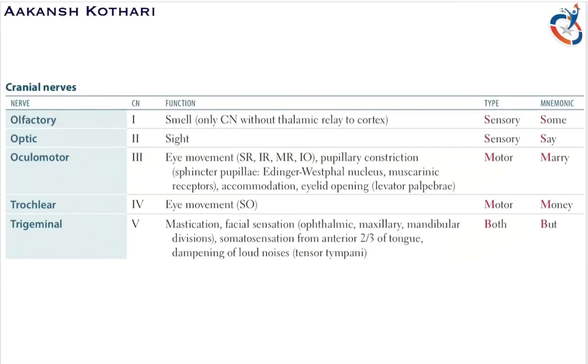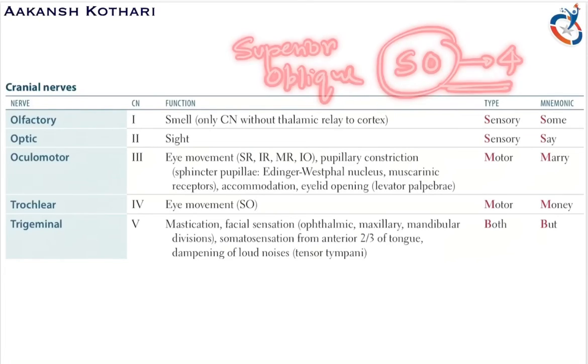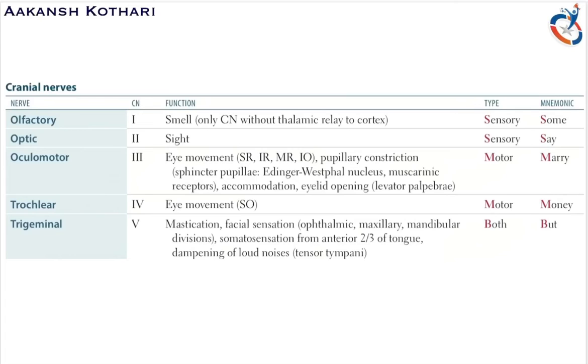Now talking about the fourth nerve, that is the trochlear nerve. The trochlear nerve is used again in eye movement, but it controls one specific muscle, that is the superior oblique muscle. So the superior oblique is controlled by cranial nerve 4. So the first two nerves are sensory, the next two nerves are motor.